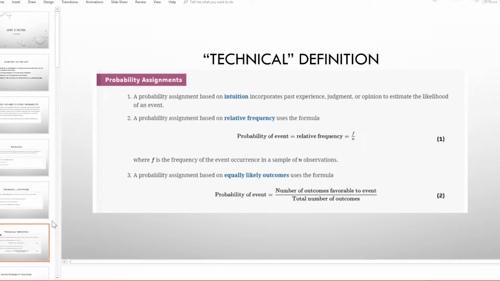So we have a probability assignment based on intuition, which incorporates past experience, judgment, or opinion in estimating the likelihood of an event. We don't really use those except with really obvious things. So if I asked you, what's the probability of getting heads, what is it? Yeah, 50%, right? Heads is one of two outcomes.